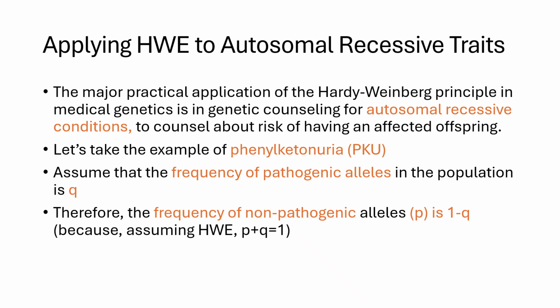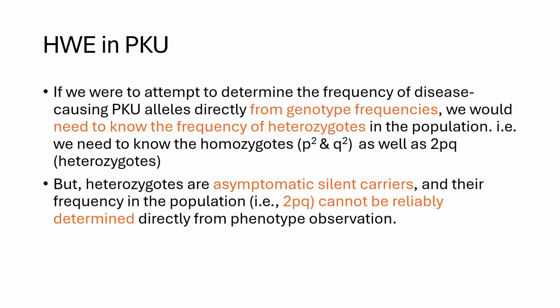So let's take an example of phenylketonuria. Assume that the frequency of pathogenic alleles in the population is q. Therefore, the frequency of the non-pathogenic allele p is 1 minus q, assuming Hardy-Weinberg equilibrium, right? So if we were to attempt to determine the frequency of disease-causing PKU alleles directly from genotype frequencies, we would need to know the frequency of heterozygotes in the population. In other words, we need to know the homozygotes p squared and q squared, as well as 2pq, the heterozygotes.